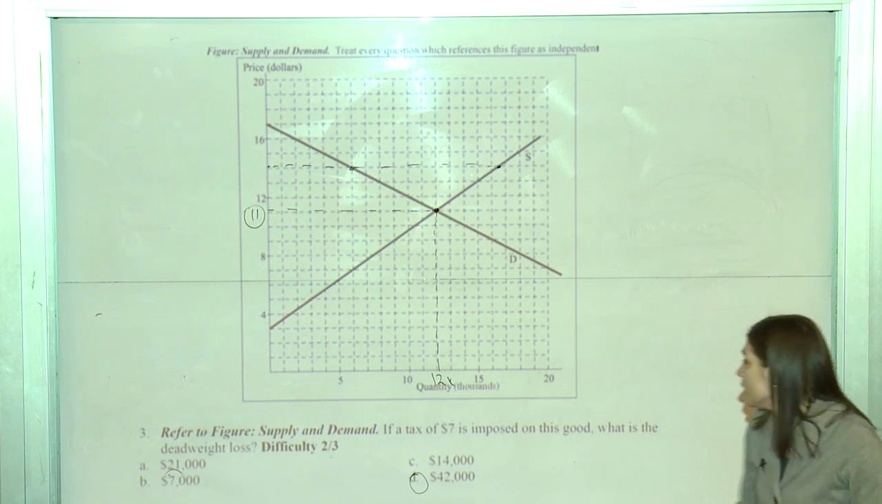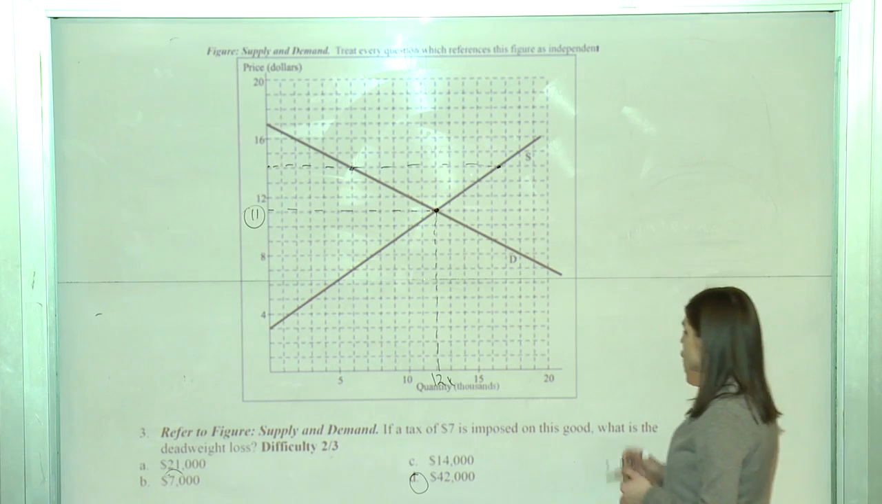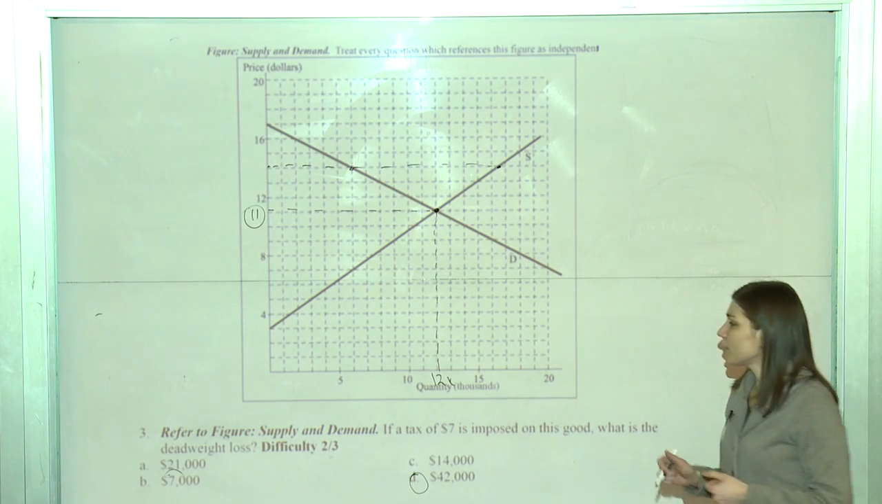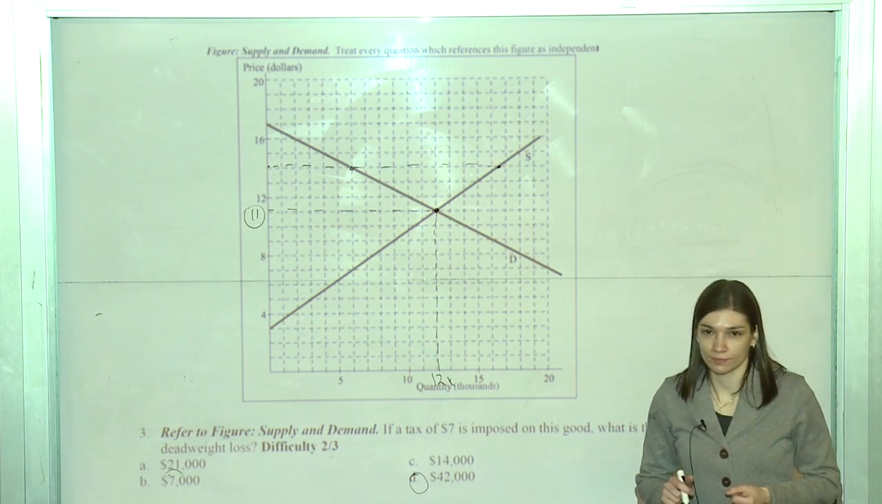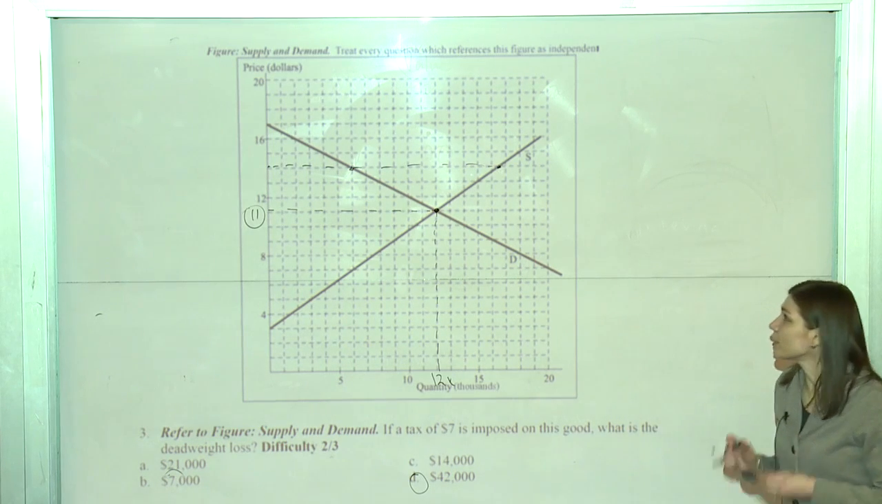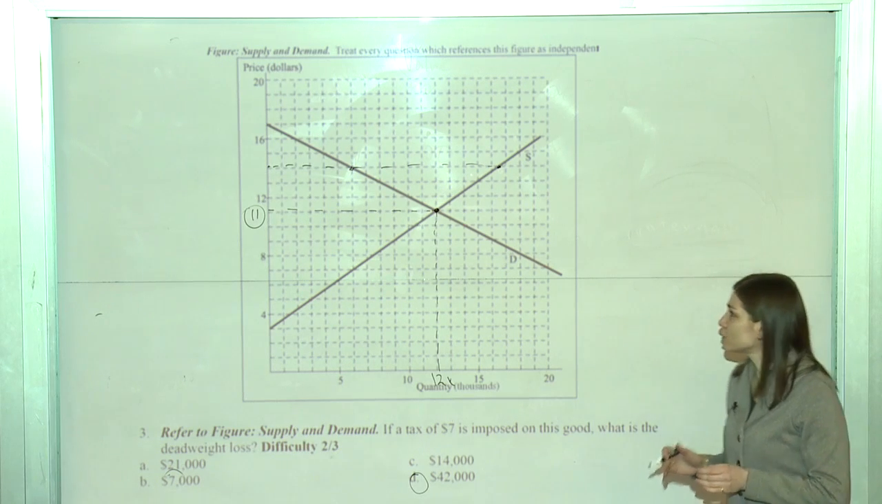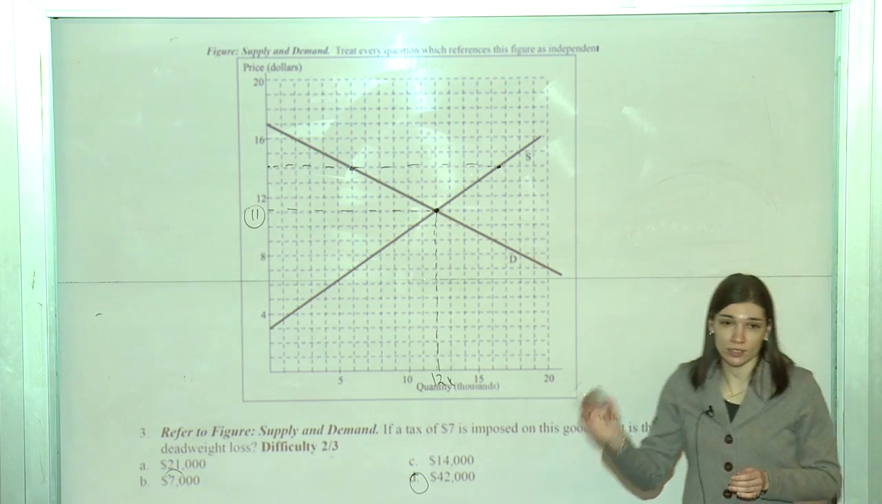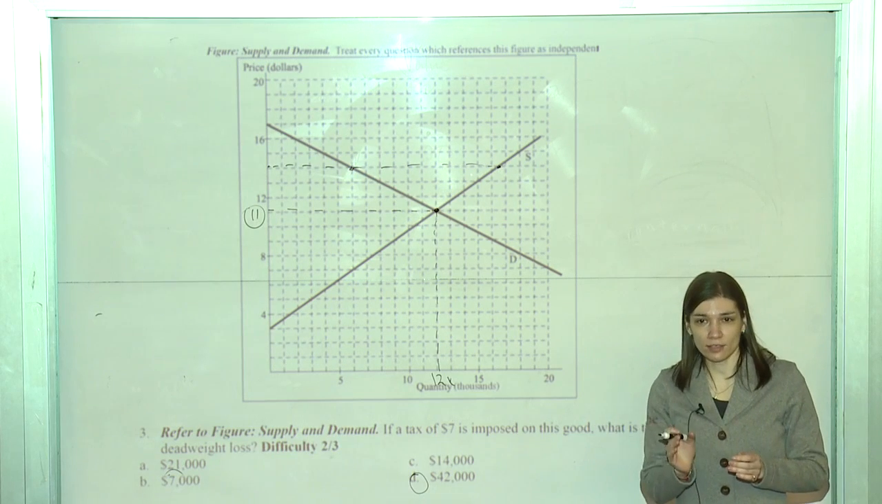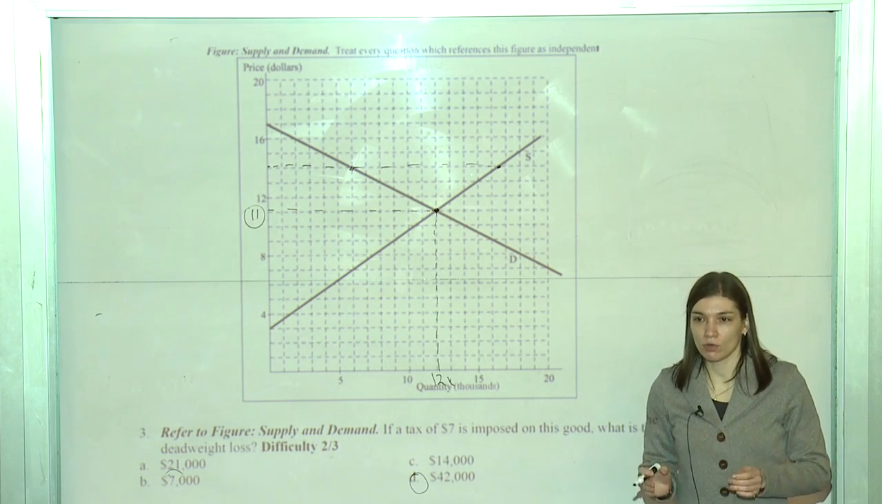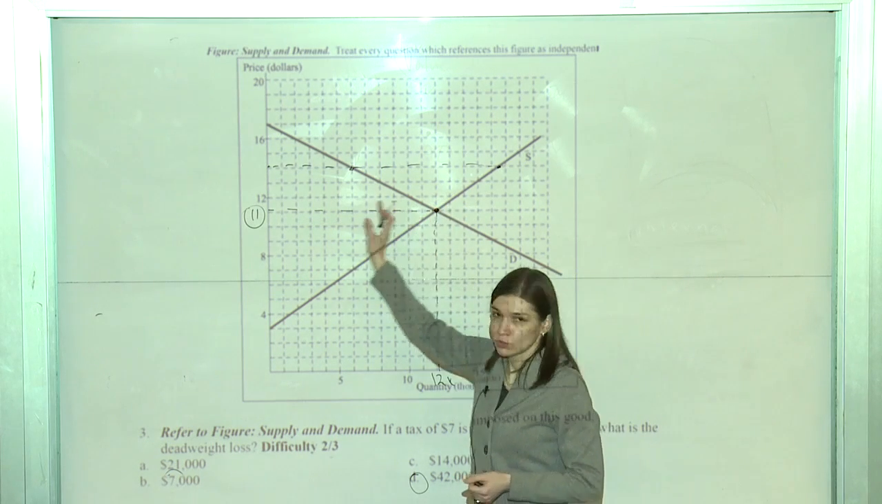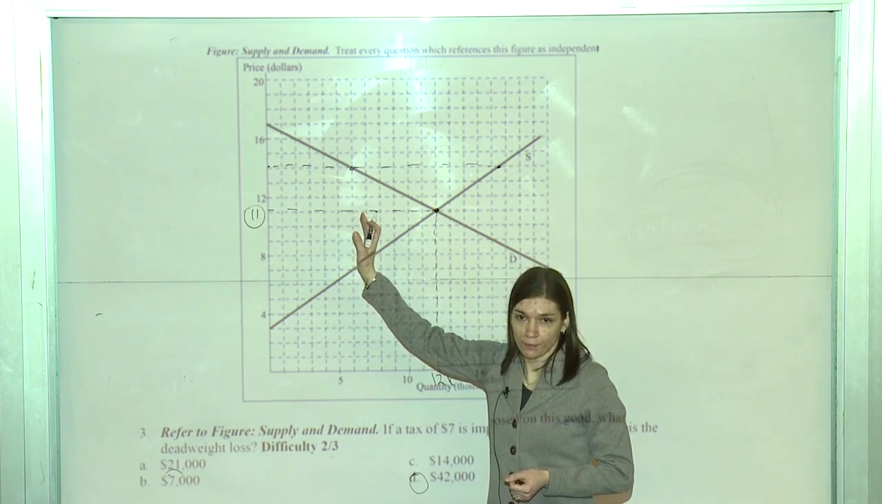Okay. If a tax of $7 is imposed on this good, what is the deadweight loss? Okay, so let's start from the beginning. Whenever you impose a tax, there is one consequence that's going to happen for sure, and that is the quantity after tax is going to be lower than the quantity at equilibrium. So basically, we will be moving to the left of our equilibrium.